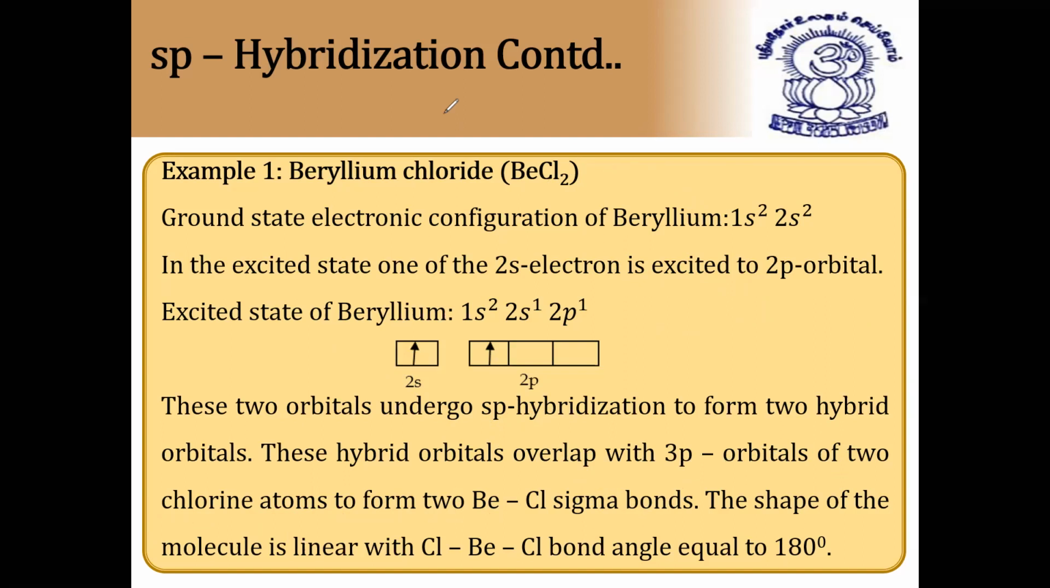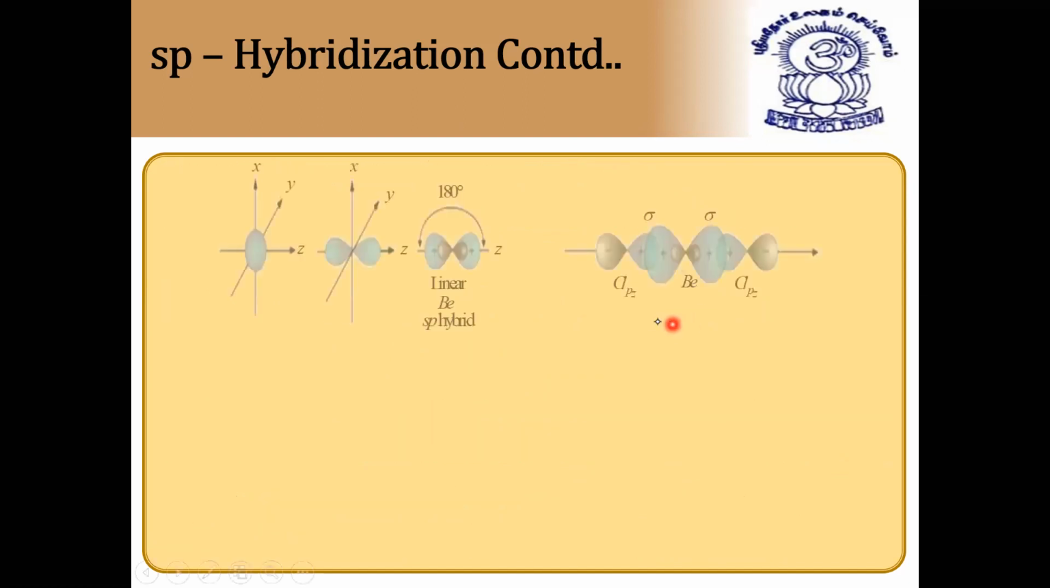I hope it is clear. This is called sp hybridization. In sp hybridization, s character is 50% and p character is 50%. Next, one more example here.